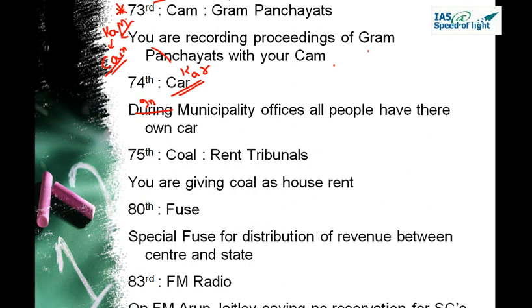75th Amendment Act, and 7 is again K and 5 is L, so it becomes coal. Coal, we know koila, and it deals with the rent tribunals. So you are giving coal as house rent. So in spite of giving cash to the house owner, you are giving coal, okay? You are giving coal to the house owner. See that picture now, okay? You are giving coal as rent to your house owner. So rent tribunals.